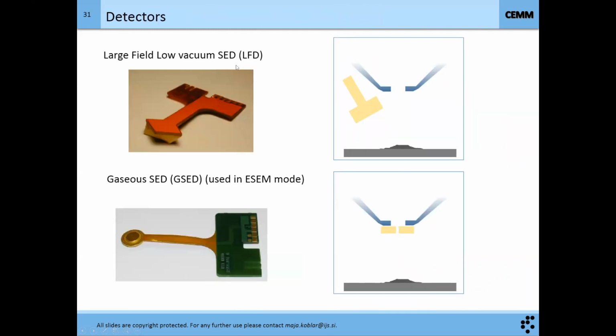The detectors for low vacuum and ESEM mode are the large field low vacuum detector and the gaseous secondary electron detector, which is this one. How does this work? The large field detector is usually inside the chamber. If you want to work in the ESEM mode, you put in an additional aperture. This one actually contains an aperture inside the detector.